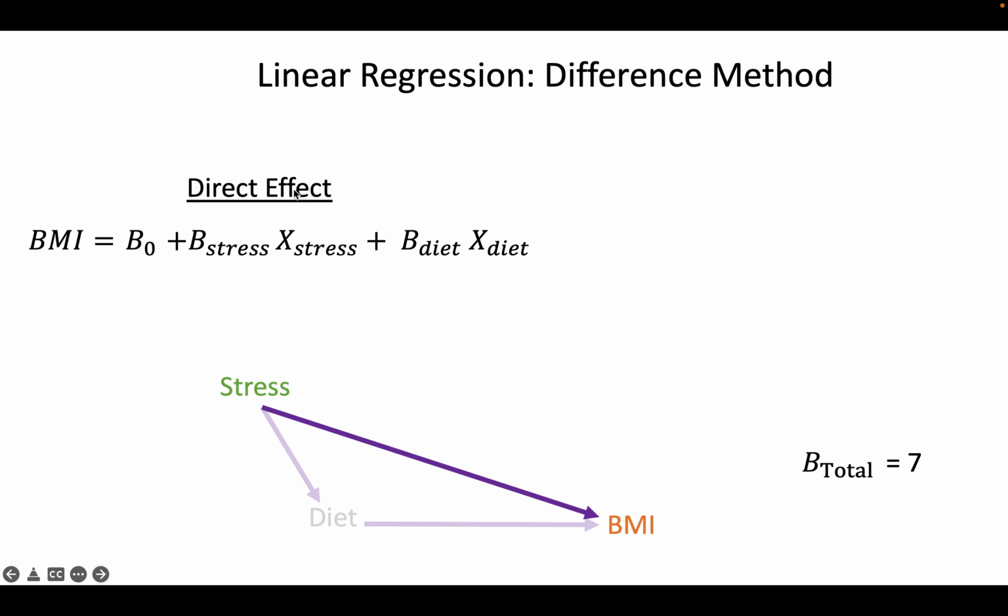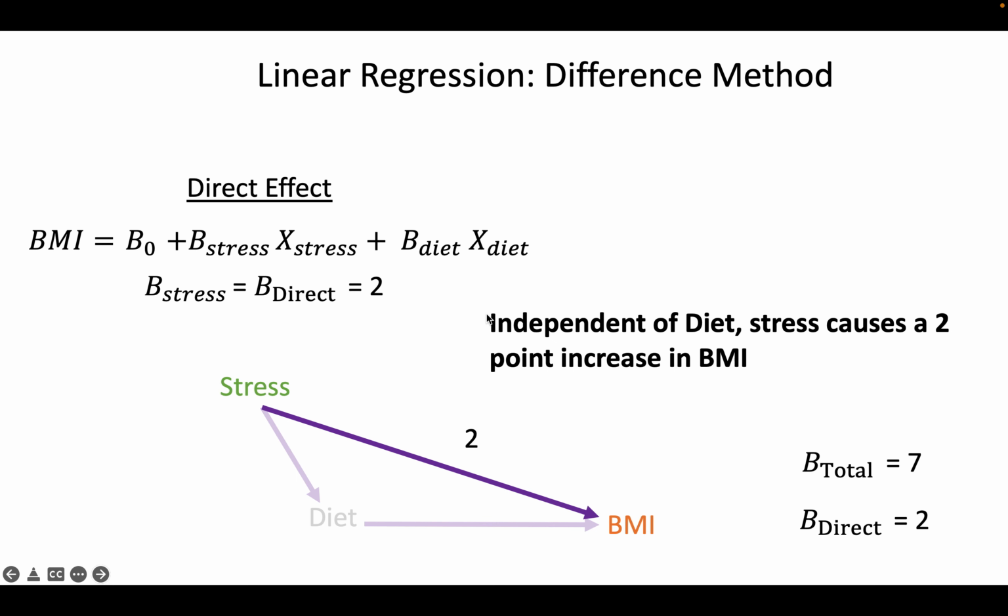The direct effect, on the other hand, we can get by adding diet, because when we add diet to this model, the coefficient for stress is the effect of stress when everything else in the model is held constant, and diet's in that model. So now this path through diet is essentially eliminated in our estimate of the effect of stress on BMI. So we have the direct effect of stress, and let's say that comes out to 2.